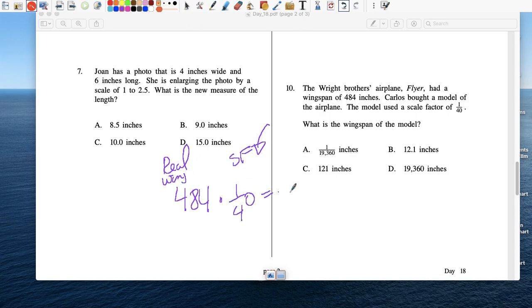So the model, what's the length of the wingspan in the model would be the product of those. So let's do 484 times 1/40. And that should give us 12.1 inches. So the model is going to be 12.1 inches.